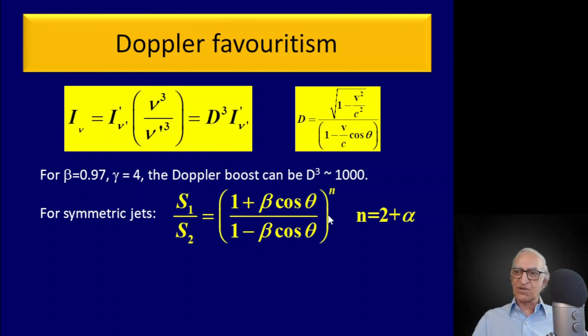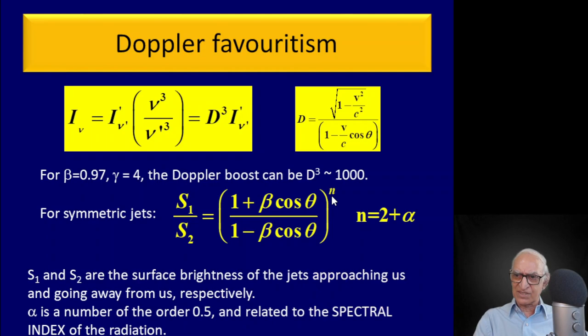1 plus beta cos theta and 1 minus beta cos theta comes by taking the ratio between I nu and I nu prime. And that is raised to a certain power n, which is of the order of 2.5. Don't worry about that at the moment. All I want you to appreciate is that the surface brightness of the jet that is moving towards you will be very different from the surface brightness of the jet that's moving away from you, and the ratio of the surface brightnesses can be as large as 1,000 or even 1,000,000.